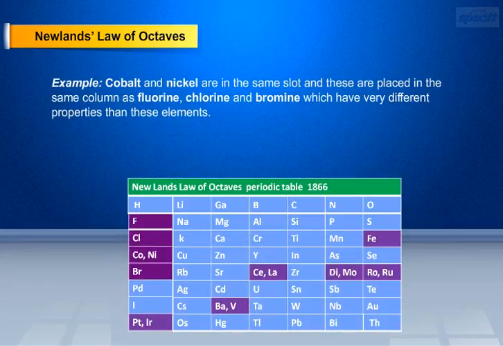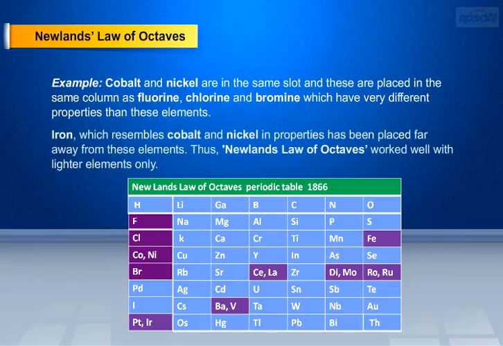Examples of elements adjusted into the same slot: cobalt and nickel are in the same slot, and these are placed in the same column as fluorine, chlorine and bromine, which have very different properties from these elements. Iron, which resembles cobalt and nickel in properties, has been placed far away from these elements. Thus, Newland's law of octaves worked well with lighter elements only.